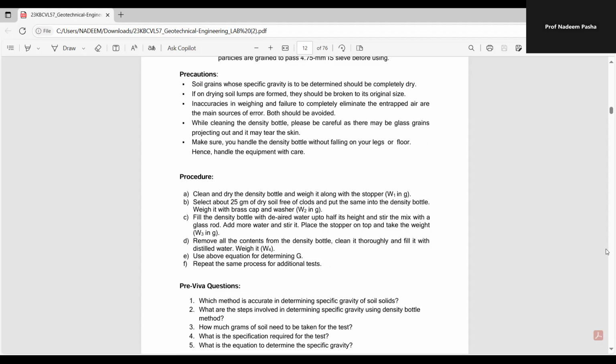While cleaning the density bottle, please be careful as there may be glass grains projecting on the material. Make sure you handle the liquid without spilling it on the legs. Hence, handle the equipment with care. These are the precautions. Now, procedure.